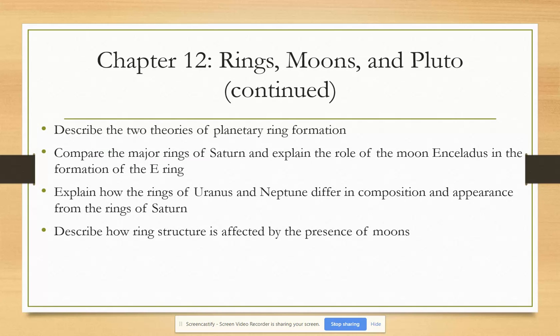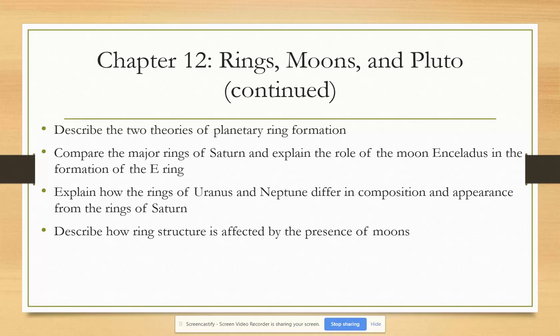This is my last slide, I think. Two theories of planet ring formation. I've talked about most of these things as we've gone through. There's one on Enceladus, of course. The E ring is a very faint, wispy ring in Saturn's rings. So it's a region that is mostly empty with just a little water ice.